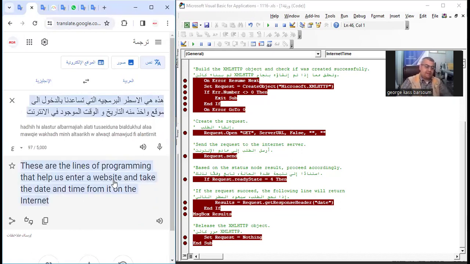These are the lines of programming that help us enter a website and take the date and time from it on the internet.